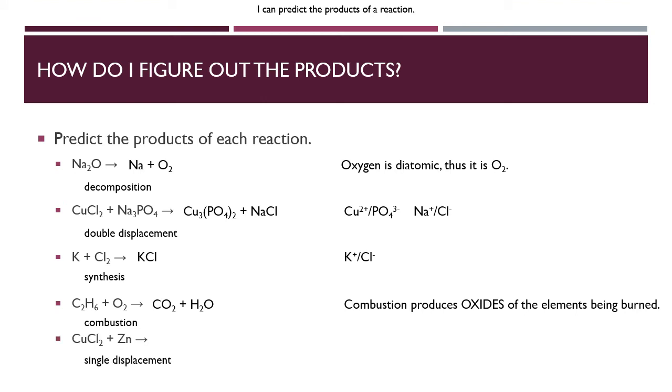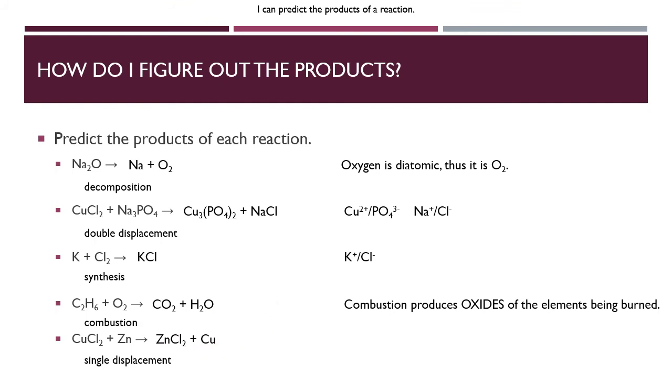And then the last one we said was single displacement. And recall with single displacement, the free element, in this case our free element is zinc, will take the place of the element that will form the like charge that it would in the compound. Well, zinc is a metal, meaning it will form a cation, positive charge, so it will take the place of the cation in the compound, which is copper. I know that because it comes first. And so my products are zinc chloride, ZnCl2, and the copper.